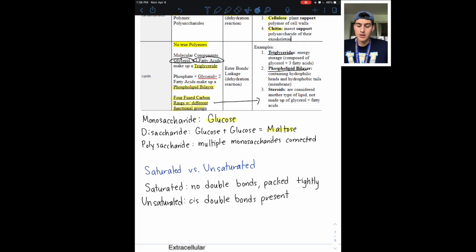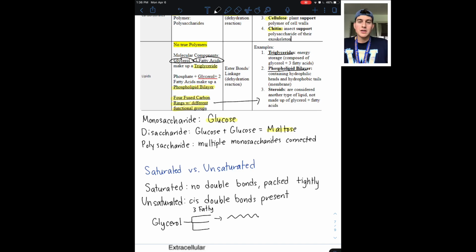Saturated has no double bonds and it's packed tightly together. So it would be connected to a glycerol molecule. Pretend you had a glycerol right here, and this glycerol molecule is connected to 3 fatty acids. So meaning that it's packed tightly, so there are no double bonds. That means these would look like this.